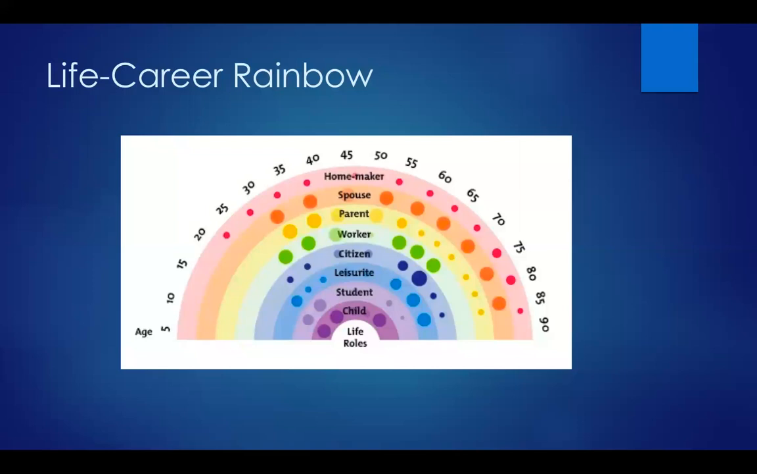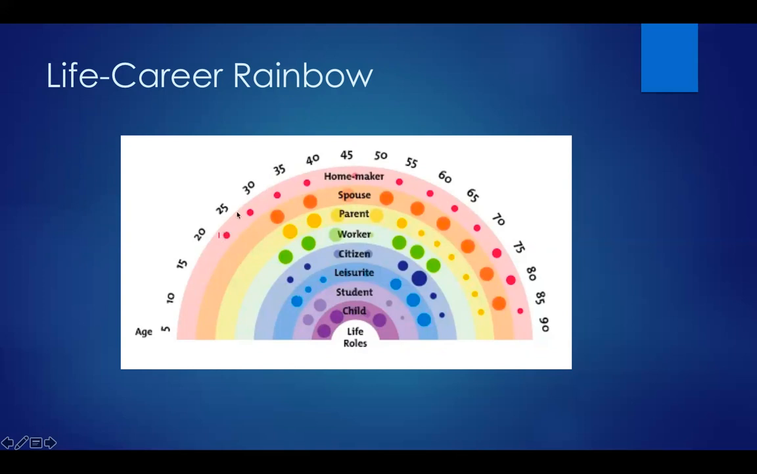So here's the life career rainbow. You can see from this visual that the age is up top. So when someone's a child, let's say 5 to 15, their primary role is to be a child, and then once they enter school is to become a student. So those are their main roles. And then as people age, they might start working, so they have a worker role. They might start voting, have a citizen role. They might start developing hobbies. That would be the leisurite, developing a parent role, a spouse role, and taking care of one's home.